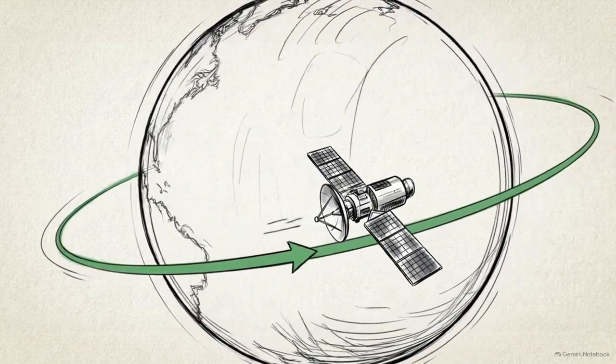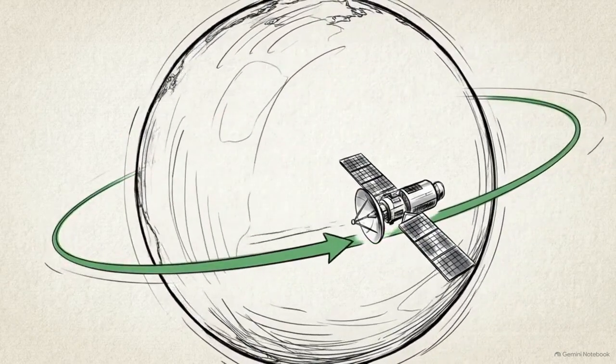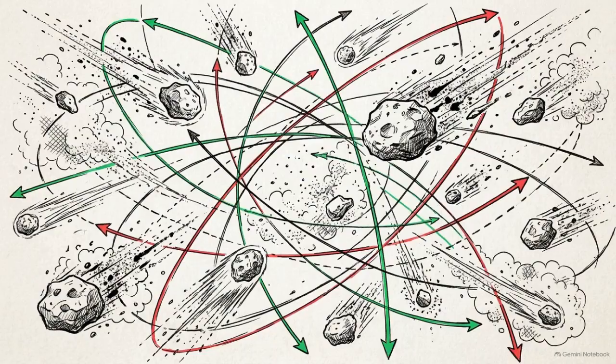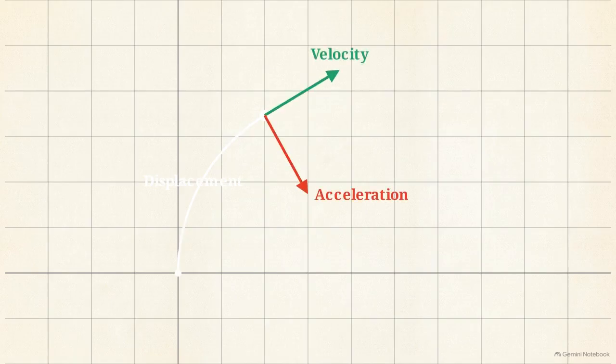Satellites and planets in orbit follow these exact principles of circular acceleration. The universe is full of complex movement, but by isolating a few variables, time, displacement, velocity, and acceleration, we can map the past and calculate the future of anything in motion.